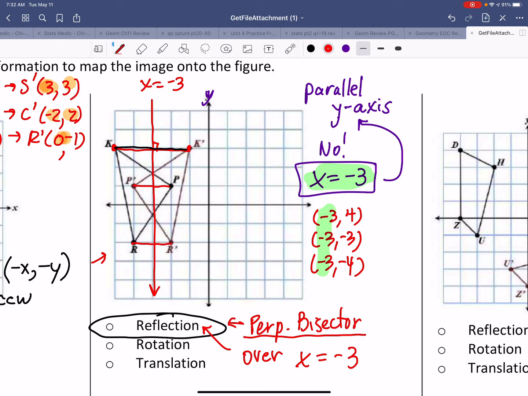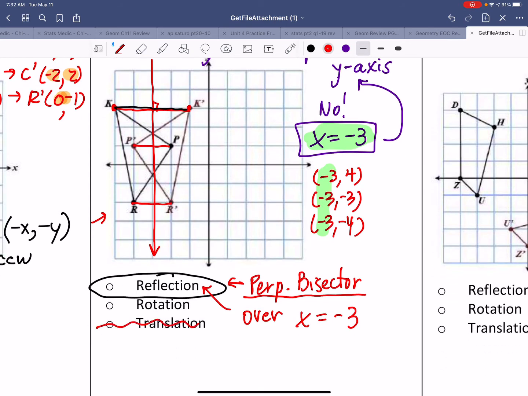So you might think, oh, well, these are all parallel. Their slope is 0, so that could be translation. But notice the orientation is different. It looks like the first one's pointing to the right, and now the other one's pointing to the left. So the orientation is different. We know it can't be translation.